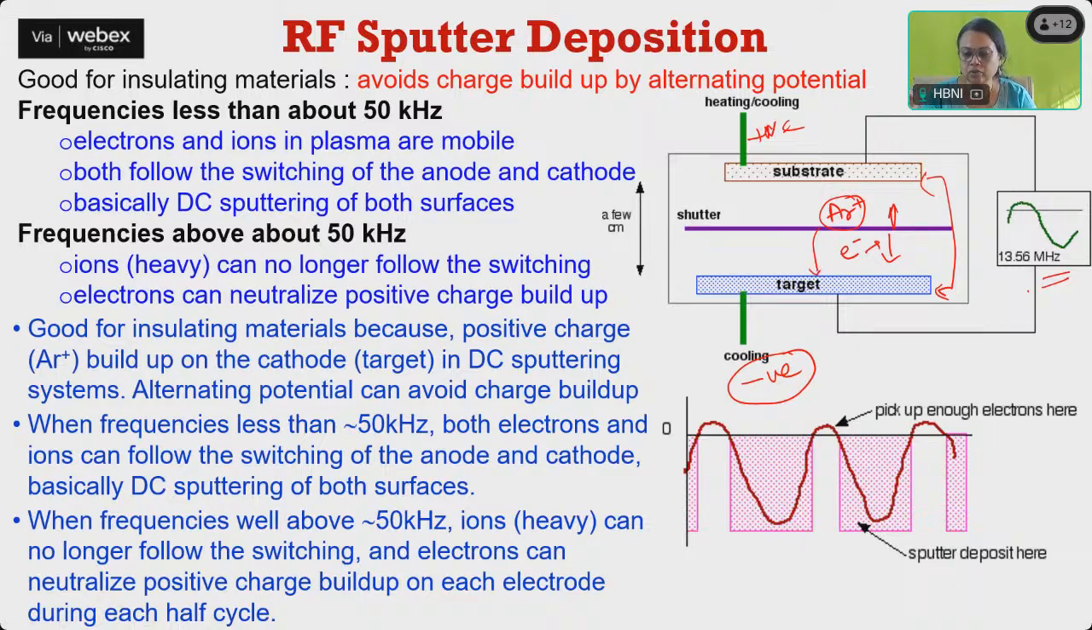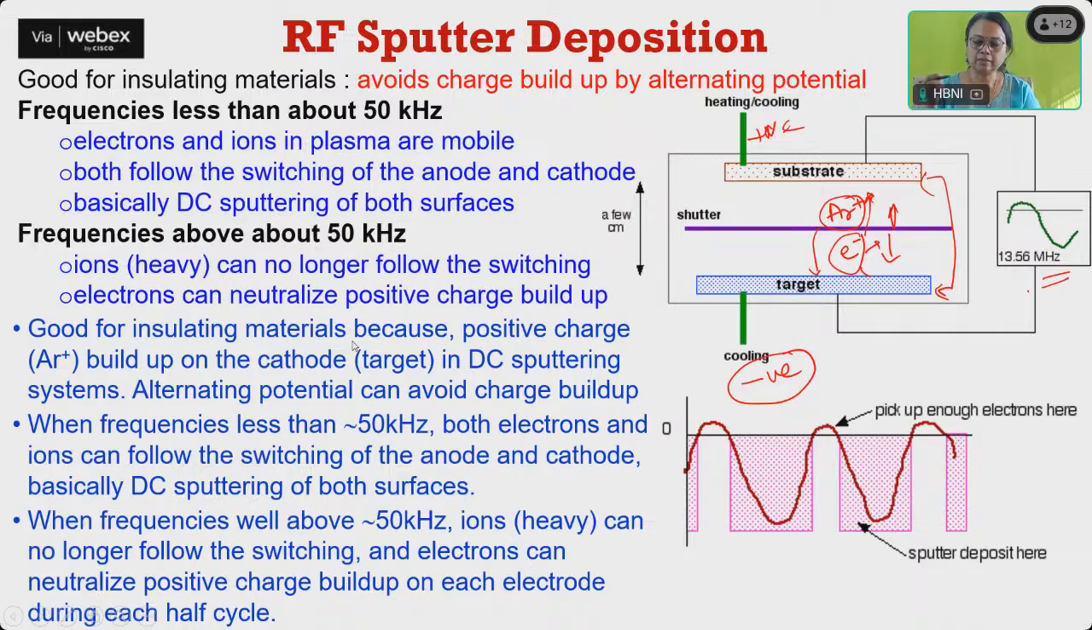And there is a switching also. The RF is also there so that the electrons will be moving on both sides, and if there is any space charge effect, a cumulative buildup of argon on the target surface, the electrons will be neutralizing that. The heavy ions can no longer follow the switching and the electrons can neutralize the positive charge built up. This is good for insulating material.